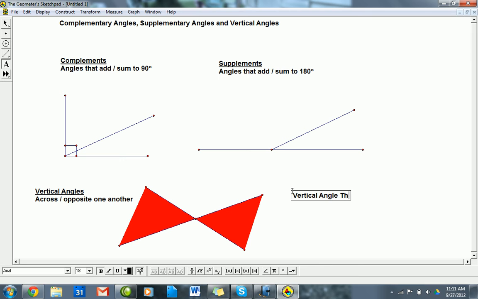And I'm going to send you another video. If you'd like to, you can check it out, or maybe we'll do it tomorrow, depending on how long this video is after it's all said and done. The vertical angle theorem says vertical angles are the same. Vertical angles have equal measure or are congruent. Vertical angles are equal.